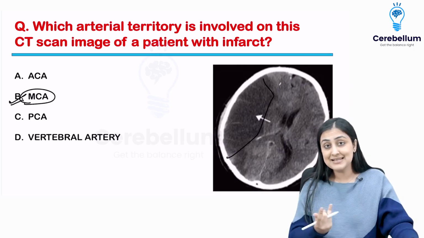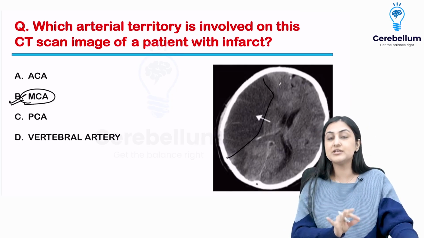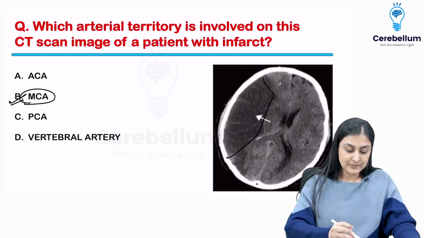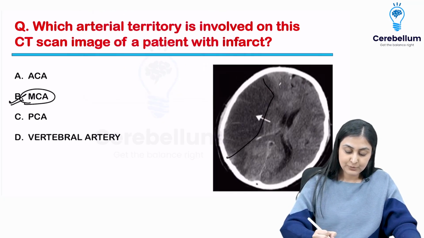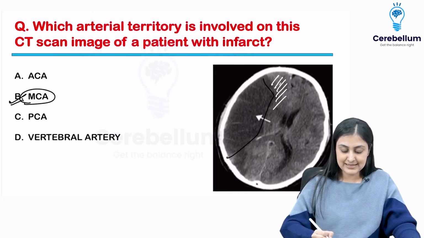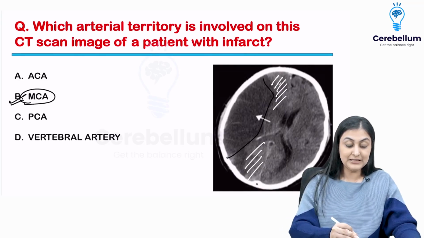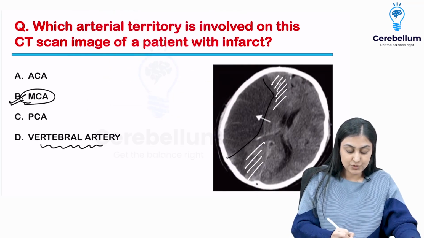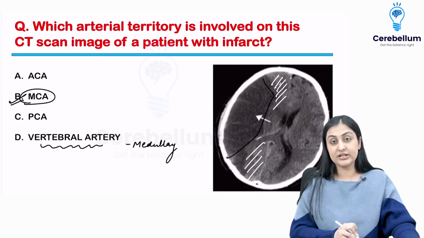Yeah, so we can see it's an MCA stroke, but we can't say whether it's an embolic or a thrombotic stroke, right? So this is the MCA territory. If the hypodensity was here, ACA. If it was here, that would have been PCA, and the vertebral artery would involve the brain stem. So you would have medullary infarct in this case, okay, not cortical infarct.